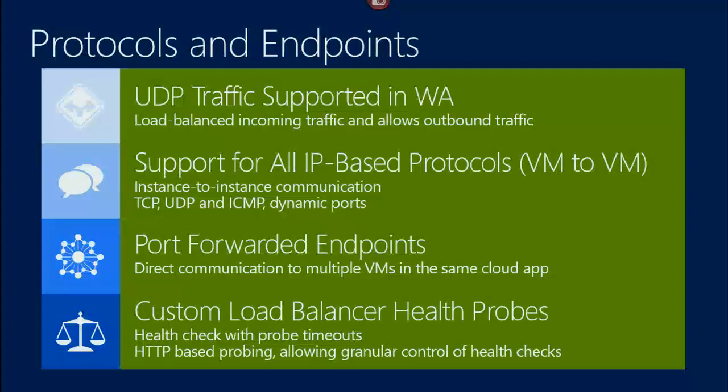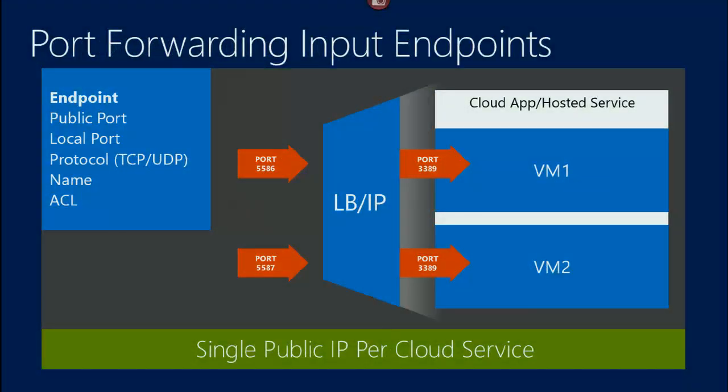Here, you can just, like I said, open the firewall port, and then those VMs will be able to see each other. We also have port-forwarded endpoints, which is something I'm going to talk about, which is the ability to take a public IP address and have certain ports on that public IP address mapped to certain ports on specific virtual machines. And then finally, load balancer support for virtual machines, including support for custom load balancer health probes. So let's talk a little bit about these.